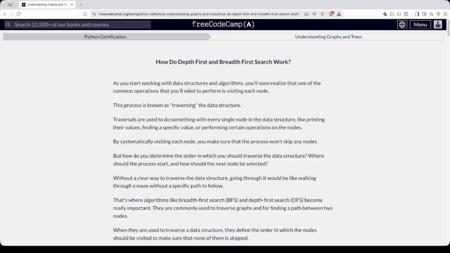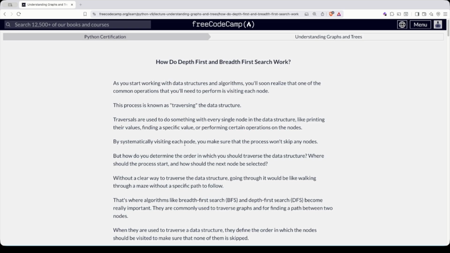How do depth first and breadth first search work? As you start working with data structures and algorithms, you'll soon realize that one of the common operations that you'll need to perform is visiting each node. This process is known as traversing the data structure. Traversals are used to do something with every single node in the data structure, like printing their values, finding a specific value, or performing certain operations on the nodes.